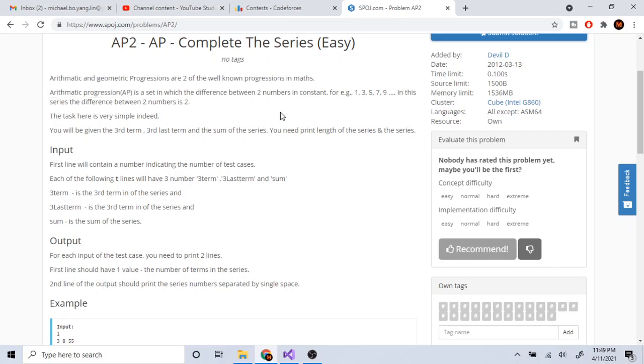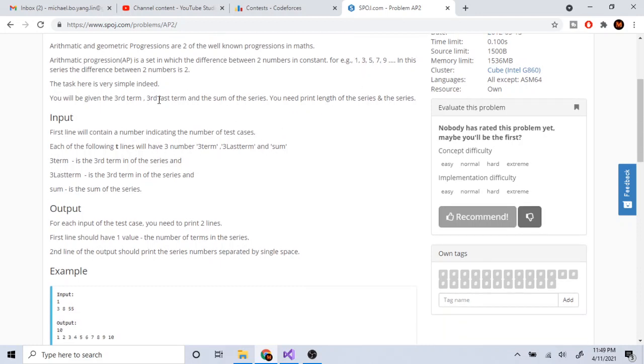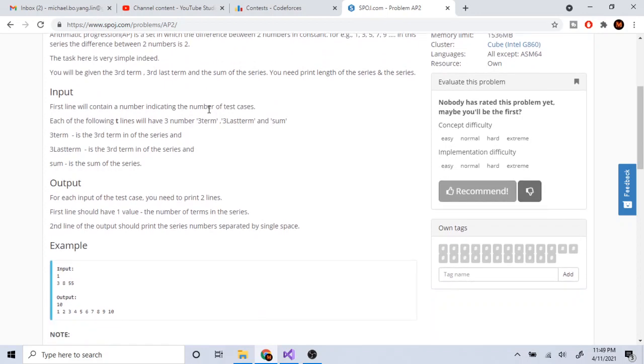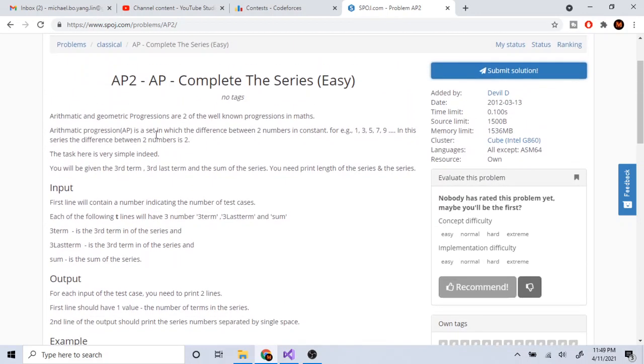Arithmetic progression is basically like if you're just adding the same number over and over again. So in this case, like 1, 3, 5, 7, 9. Here, we're just adding 2 every single time, right? So 1 plus 2 is 3, 3 plus 2 is 5, 5 plus 2 is 7, 7 plus 2 is 9, right? They all have a common difference. Okay, so now our job is simple.